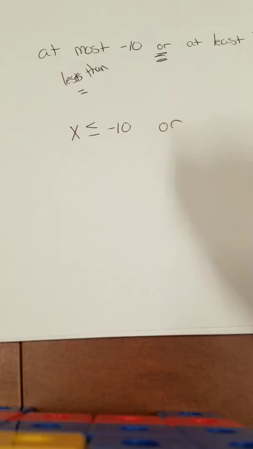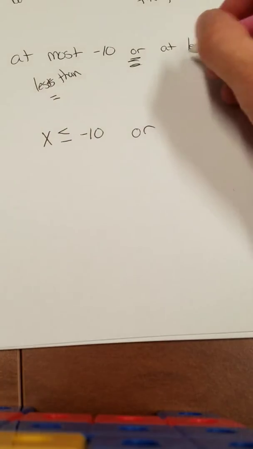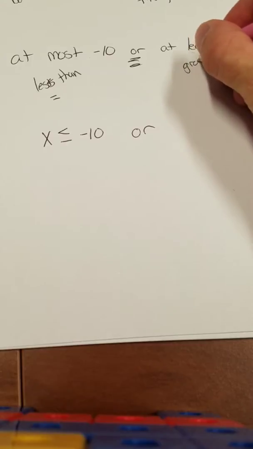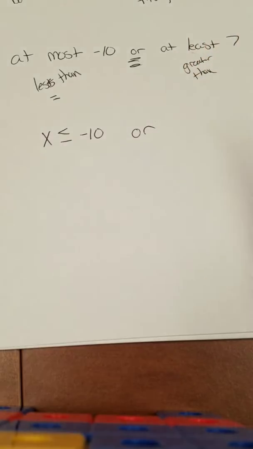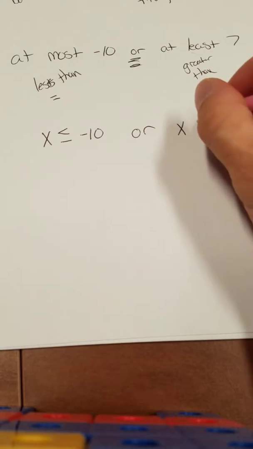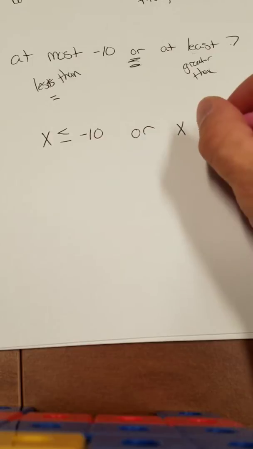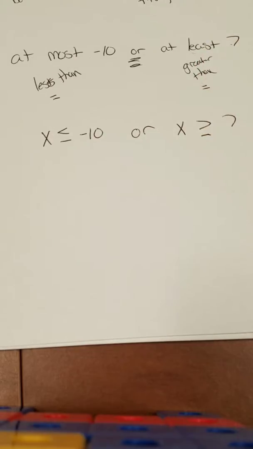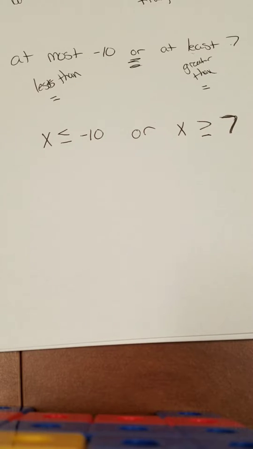Then I put the word or. Okay? Then at least 7. At least 7 means greater than. At least means greater than. X has to be greater than 7, but it says at least 7, which means it can be equal to 7 also. So that would be my solution for a problem like that if it said or.